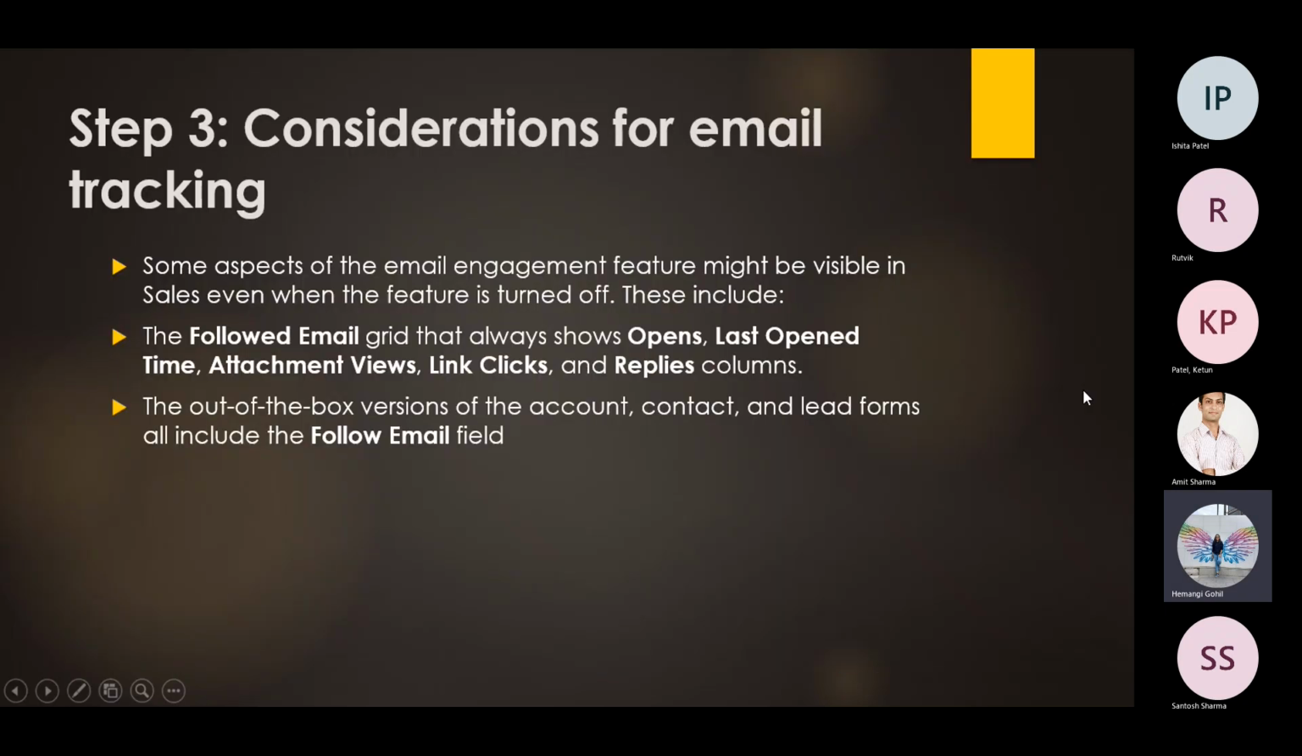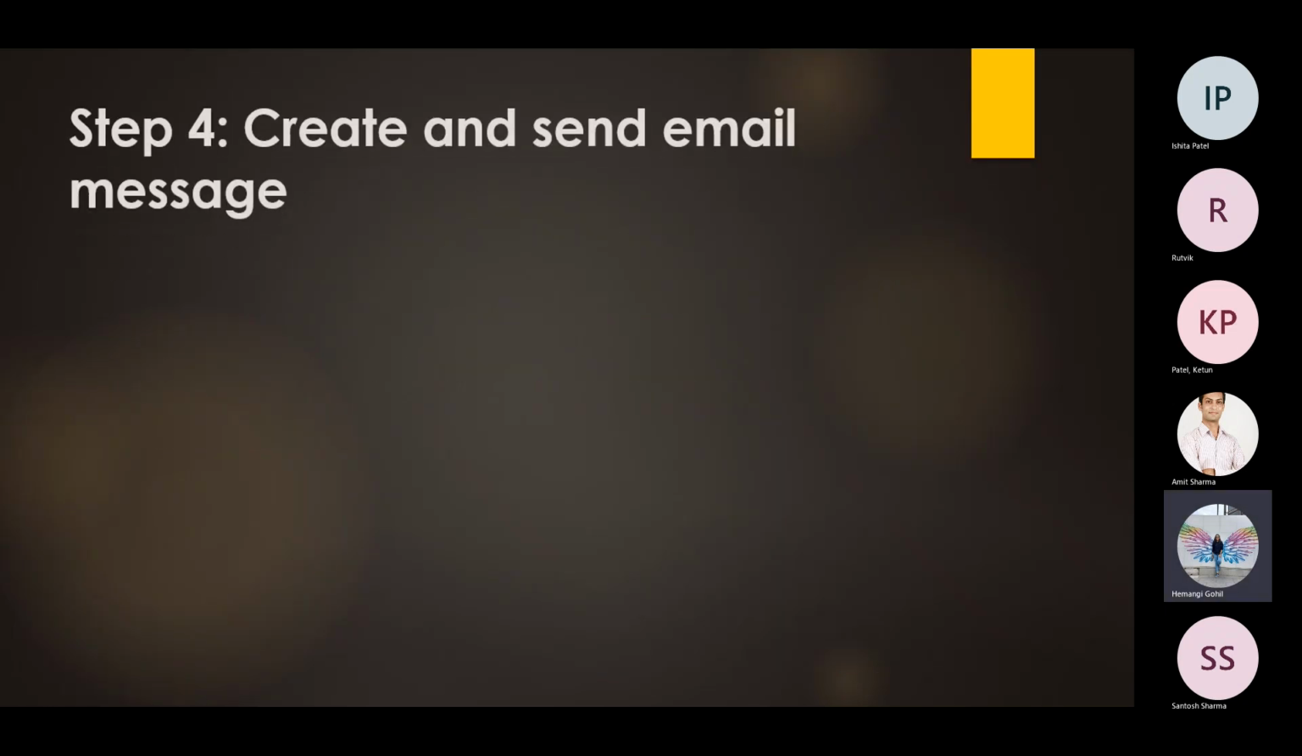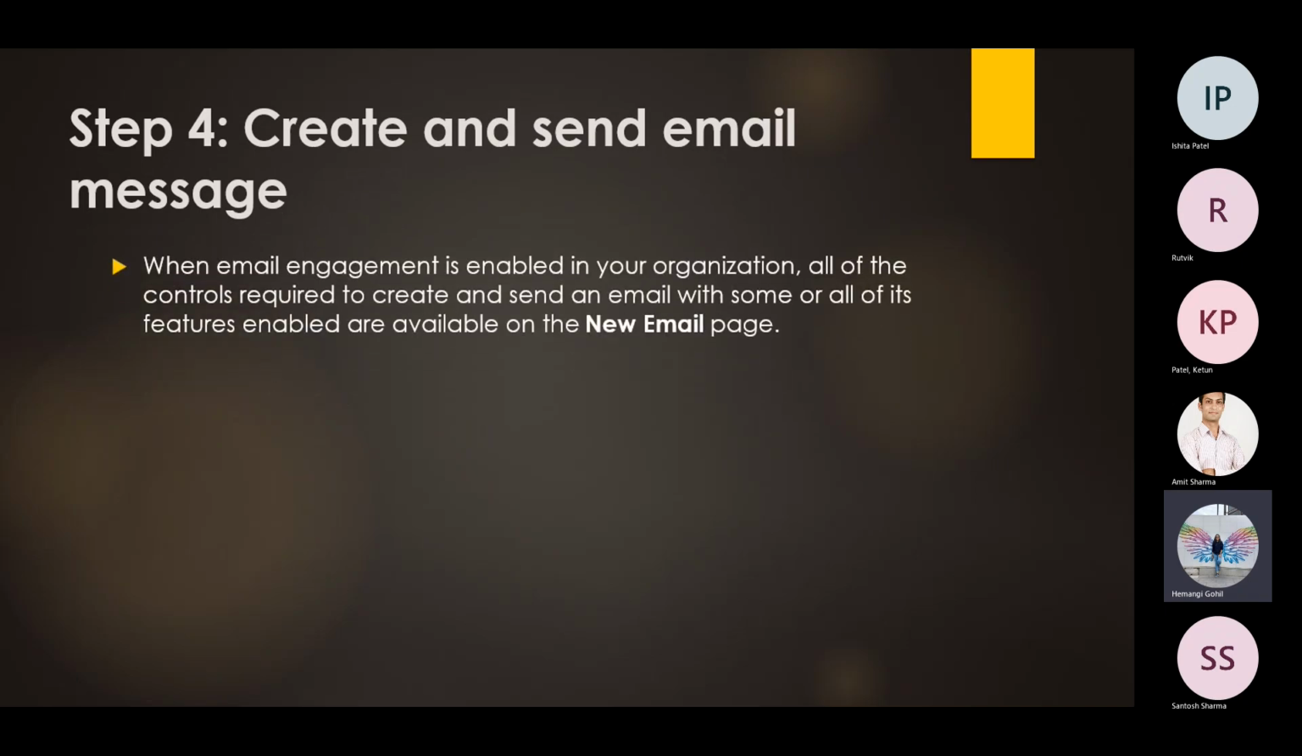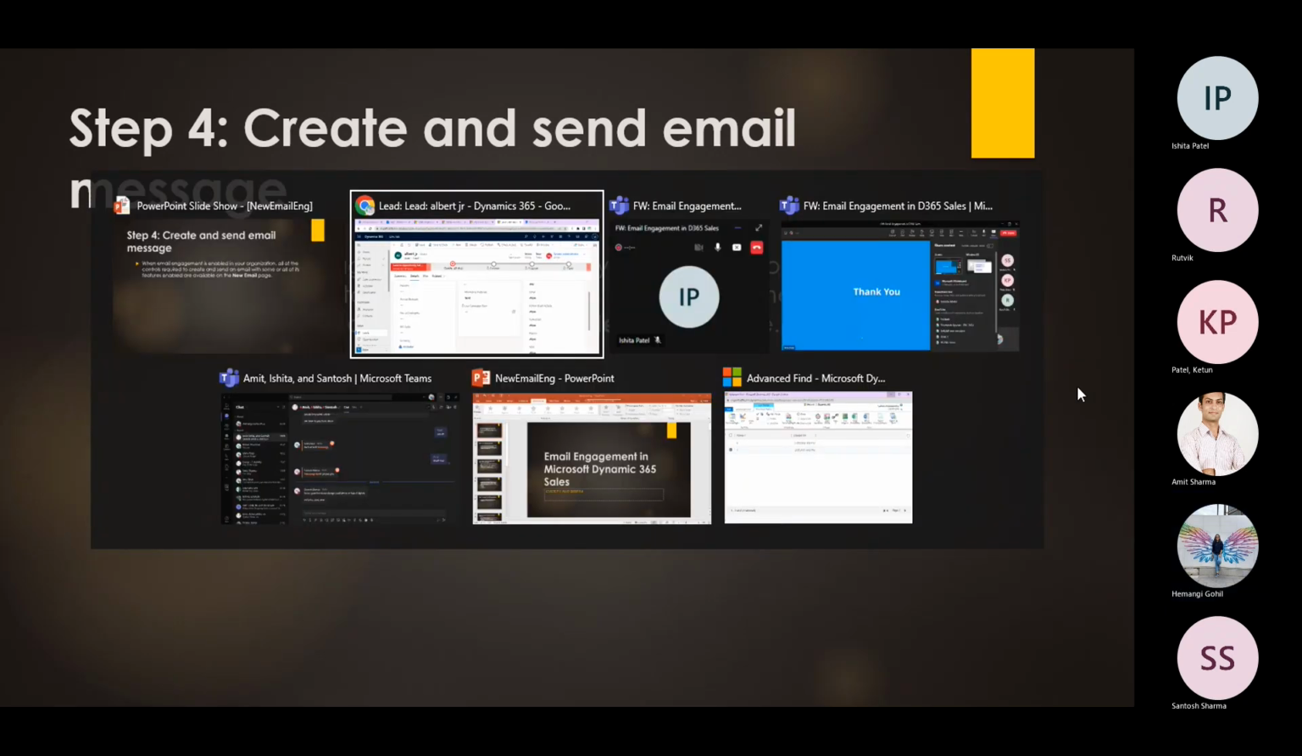Let's move to step 4. Step 4 is about creating and sending email messages. When email engagement is enabled in your organization, all of the controls required to create and send an email with some or all of its features enabled are available on the new email page. So let's create and send an email against a lead.